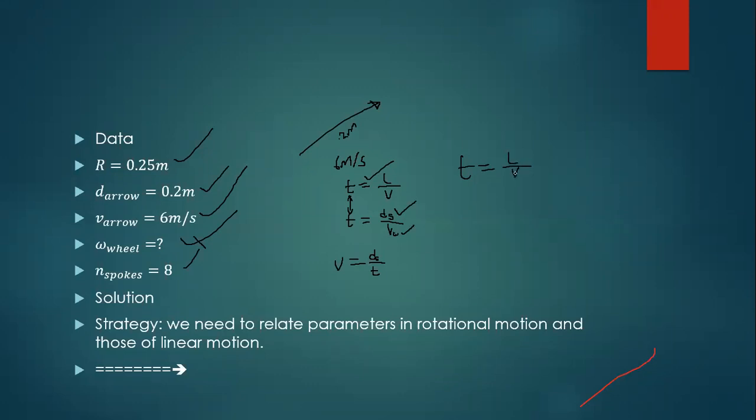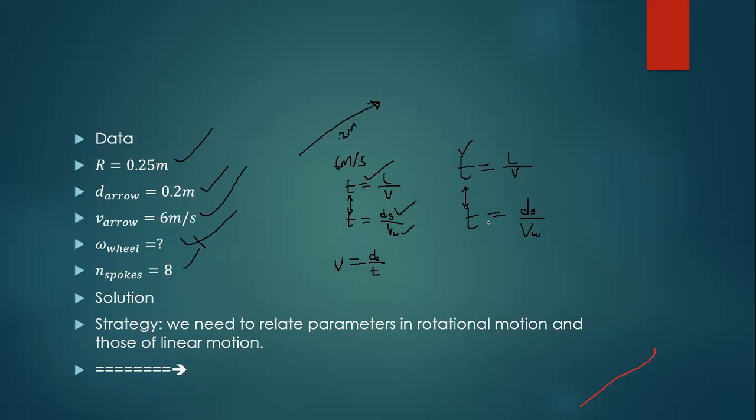So this is the velocity that we have. The length over the velocity will give us the time it will take for the arrow to move the whole length. If we know that time, we can use that same time to set up the relationship: the distance between two spokes over the velocity of the wheel. This time should be the same time.